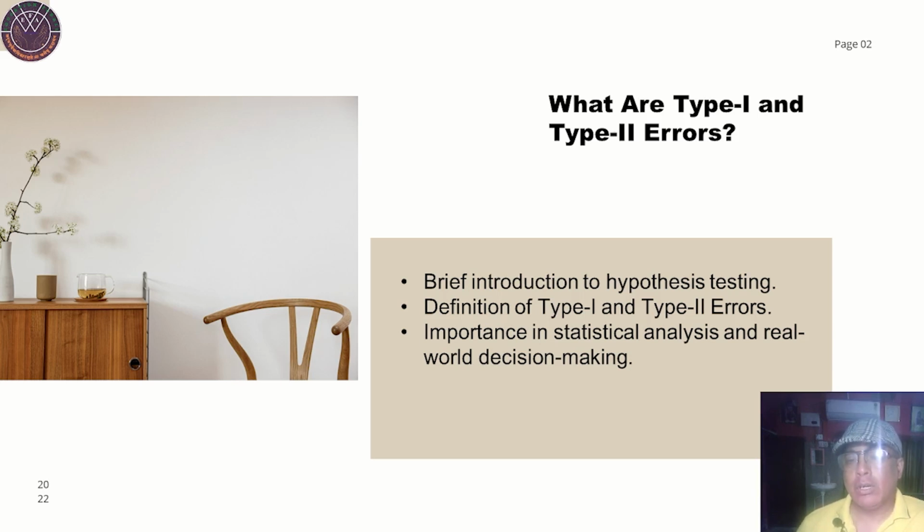So let us try to understand how type 1 and type 2 error are important for any statistical analysis and for making any real world decision. While performing statistical analysis, there is importance in understanding type 1 and type 2 error, so that our decision based on hypothesis testing can actually be error free. So let us try to understand.